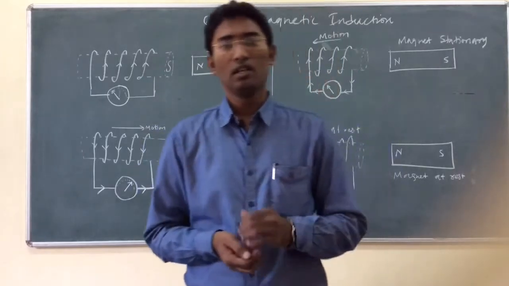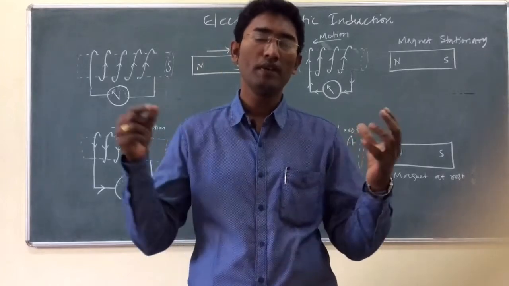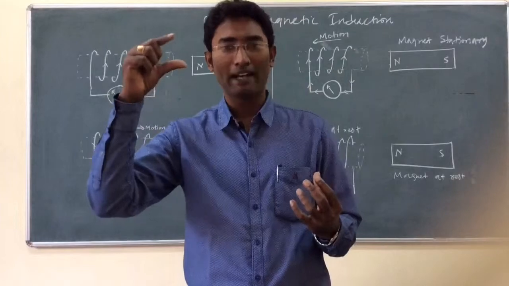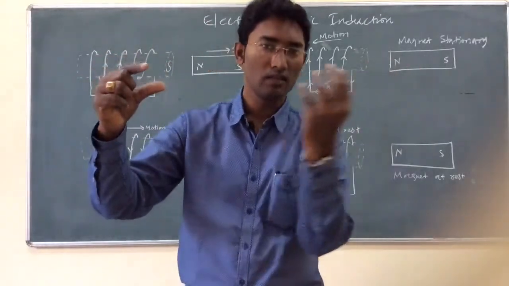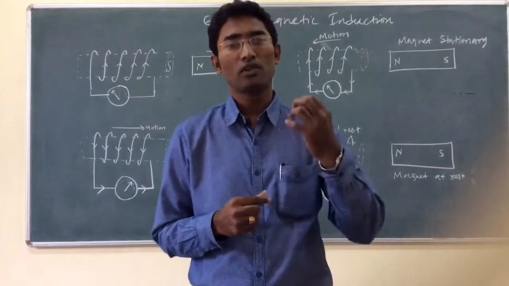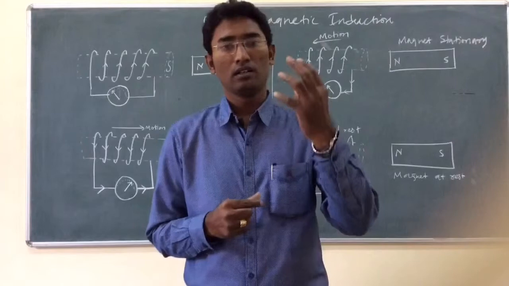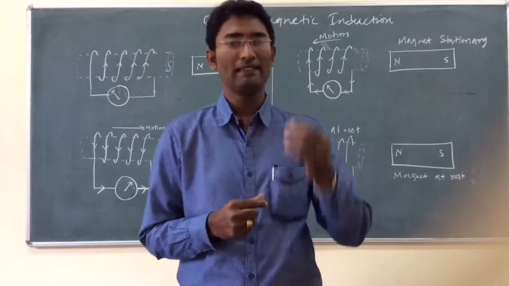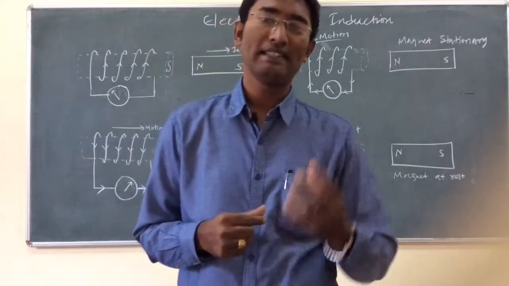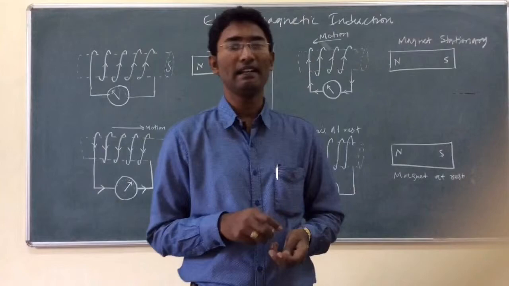I'll repeat. Michael Faraday in 1831 found that whenever a moving magnet was brought near a conductor, or if a magnet was held stationary and the conductor was moved towards or away from the magnet, there was a production of current in the coil or the conductor. This production of current was called induced current, and this phenomenon was called electromagnetic induction.